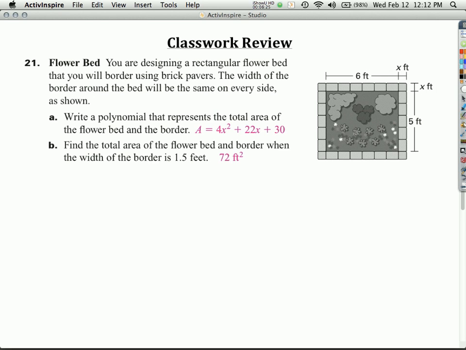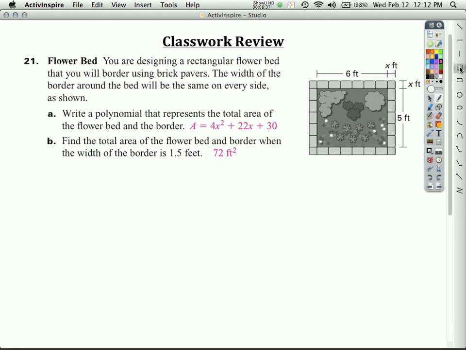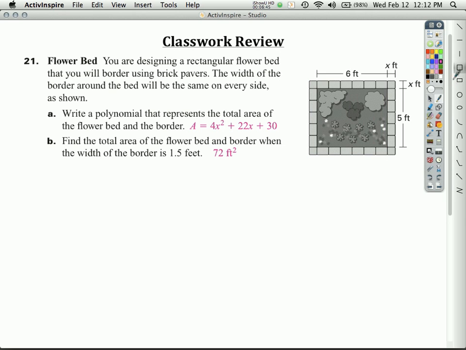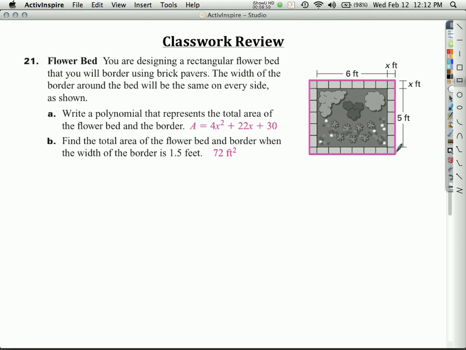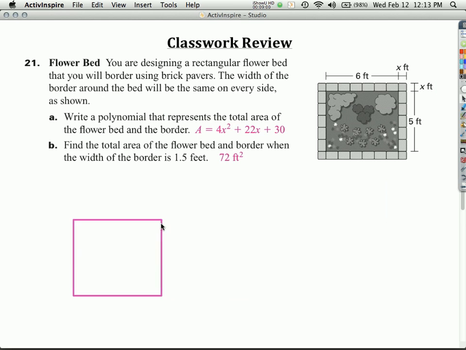So we're working with area again. It asks us to write a polynomial that represents the total area of the flower bed and the border. So basically, we're being asked to do this. Well, that didn't work out as well as I wanted, because it's not a square. Do that again. We're trying to find that total area. So, what if instead of this complicated looking diagram, we just use this?